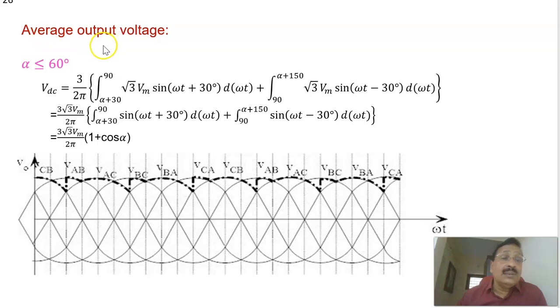Now there's an equation to find the average output voltage across the RLE load. The DC voltage is given by integrating from alpha plus 30 to alpha plus 90 of root 3 Vm sine omega t plus 30 degree d omega t. Because we are taking a line voltage, the 30 degree shift is there, and the magnitude is root 3 times Vm, the line voltage, not the phase voltage. We integrate that from the limits alpha plus 30 to alpha plus 90 degree.